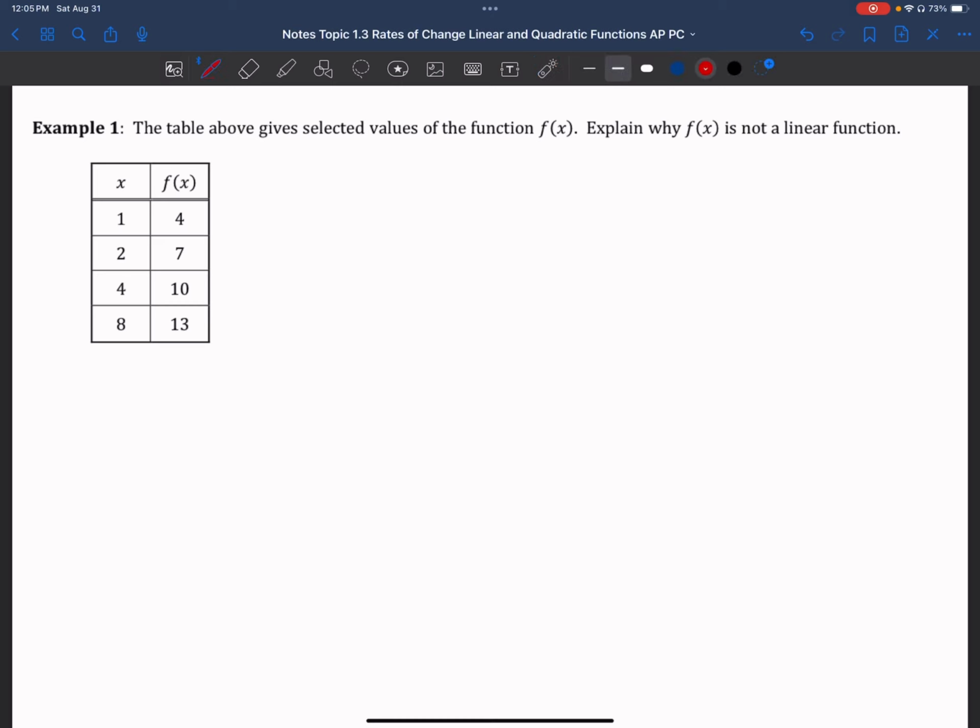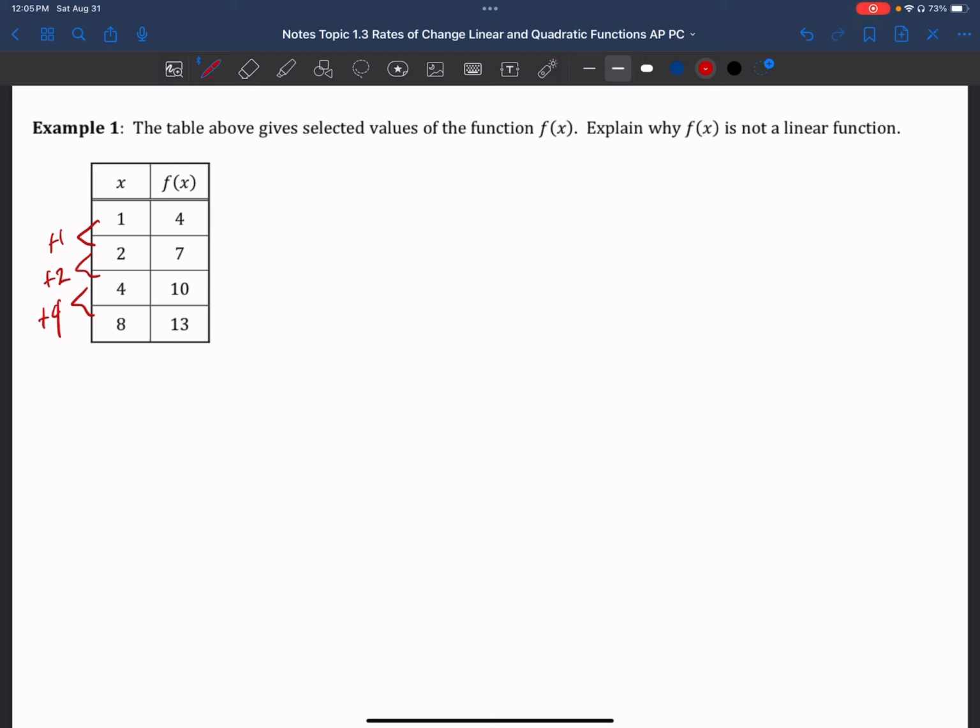So again, I'm going to look at the left side and then see the change in x's. So to go from 1 to 2 is +1. To go from 2 to 4 is +2. To go from 4 to 8 is +4.